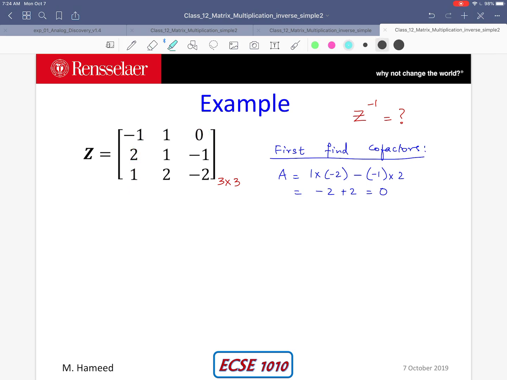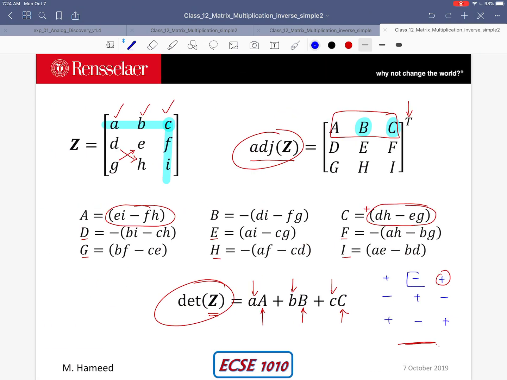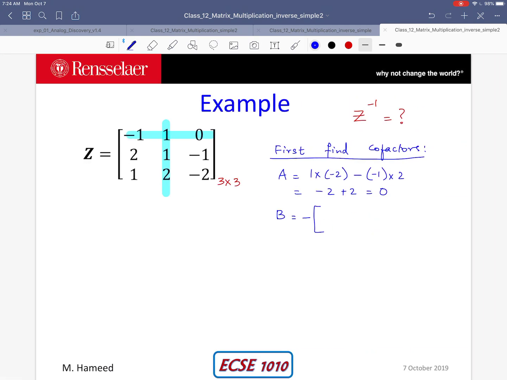So for B, we are going to hide, hide, and then we are going to have that negative sign because of that, and then we find the determinant: 2 times negative 2 minus negative 1 times 1, so that will give us negative 4 plus 1, so that should be 3. And similarly we can find out all the other cofactors.